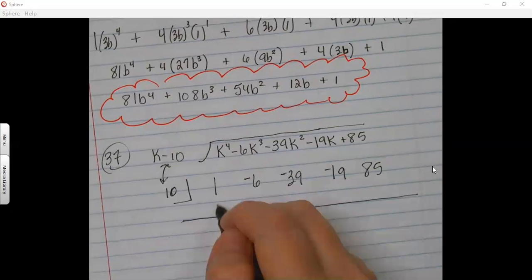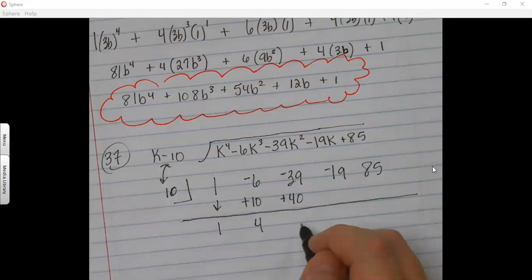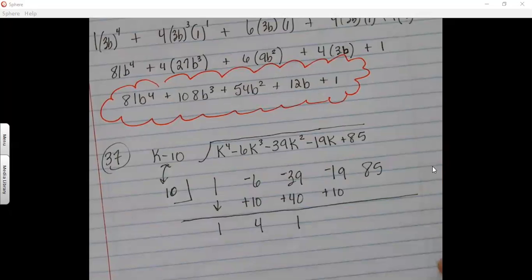And then I multiply it. 1 times 10 is 10, and it's positive. So my next row, the negative 6 and 10, I just do whatever the sign in front of it is. So negative 6 plus 10 is 4. Anything below the line, we multiply by what's behind the wall. So 4 times 10 is 40, and it's positive, right? Negative 39 plus 40 is what? Positive 1. 1 times 10 is 10. Negative 19 plus 10 is negative 9. Negative 9 times 10 is negative 90. 85 minus 90, negative 5.